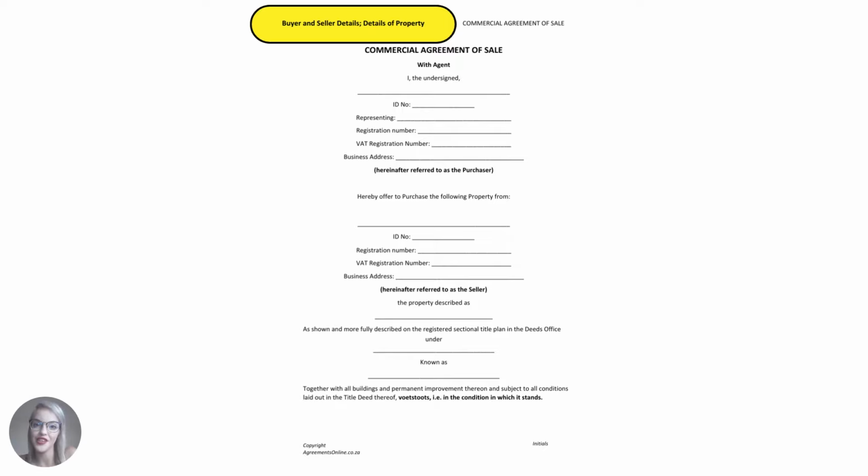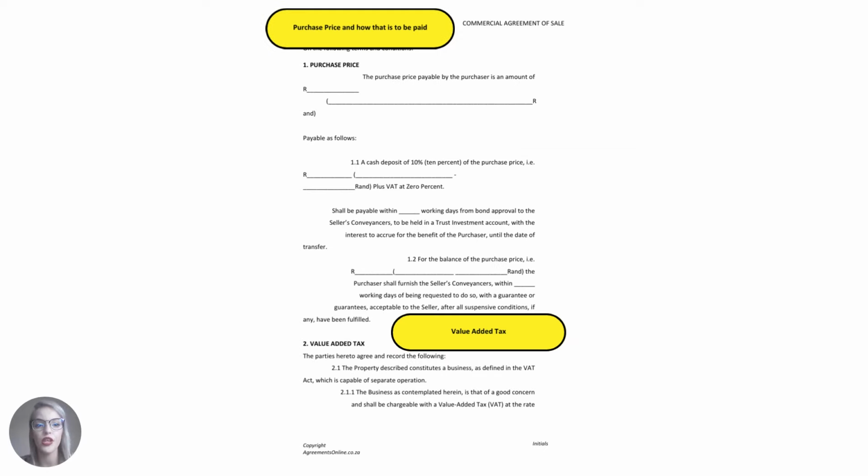Today I'm taking you through our commercial agreement of sale with the involvement of a real estate agent. So let's dive right into it. We start off by filling out the details of both the buyer and the seller, as well as the details of the property being purchased.